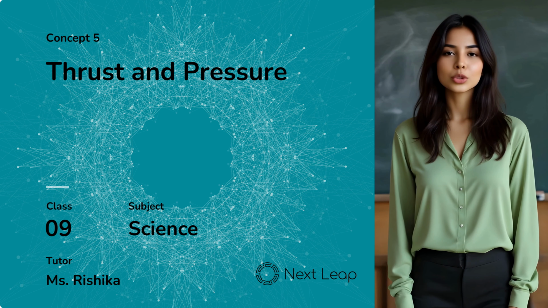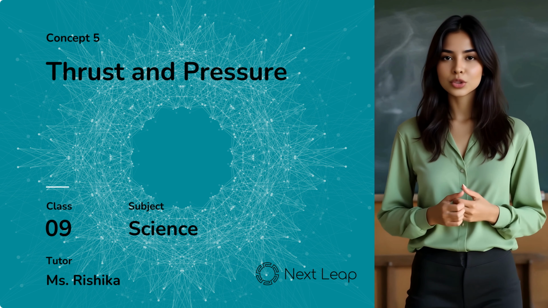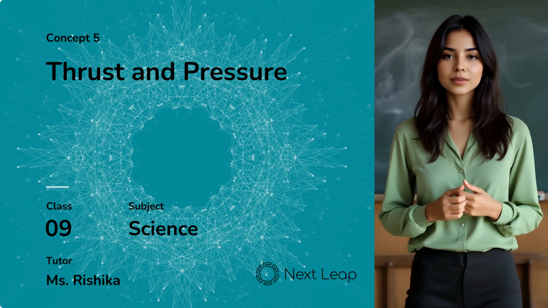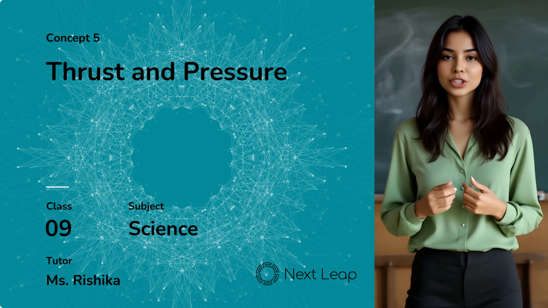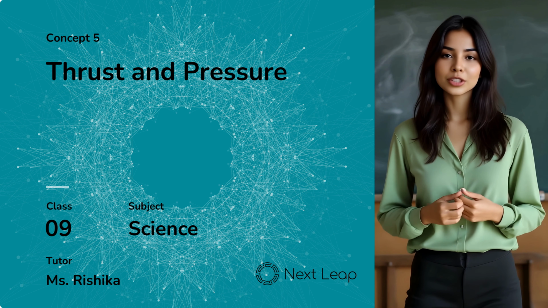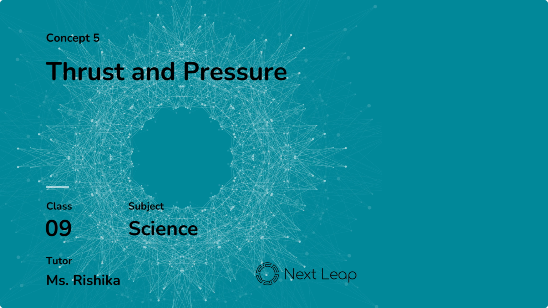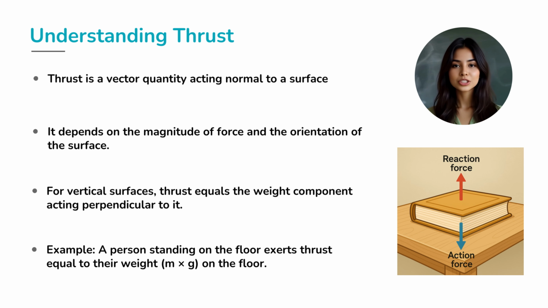For the same force, a smaller contact area produces higher pressure. That's why knives have sharp edges. The smaller area increases pressure, making cutting easier. As you'll see in the diagram, when the same thrust acts on two surfaces of different sizes, the smaller one experiences more pressure. Now that we know what thrust is, let's look at its nature.